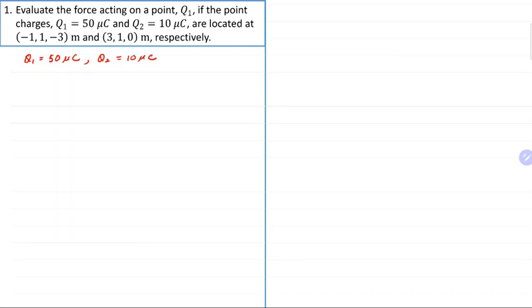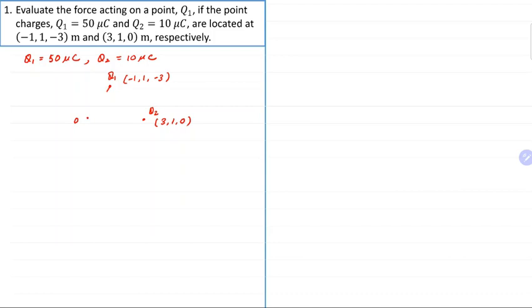So we don't really need to draw this in three dimensions. We could actually just draw two points. Let's say Q1 is here with a vector position of -1, 1, -3, and then let's say Q2 is somewhere here with a vector position 3, 1, 0. Both vector positions are with respect to the origin. Let's say the origin is here.